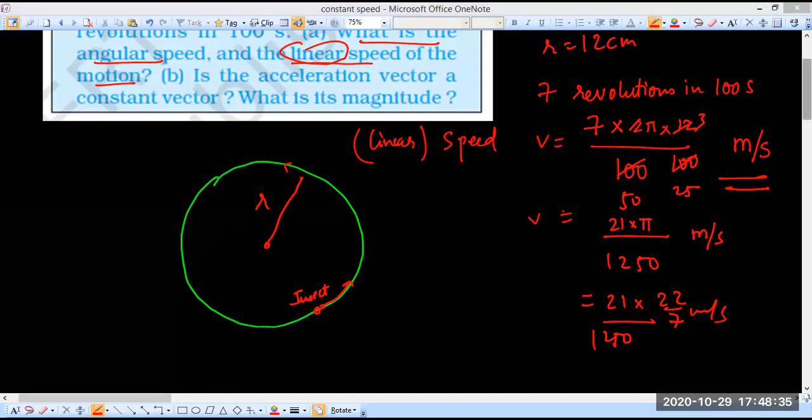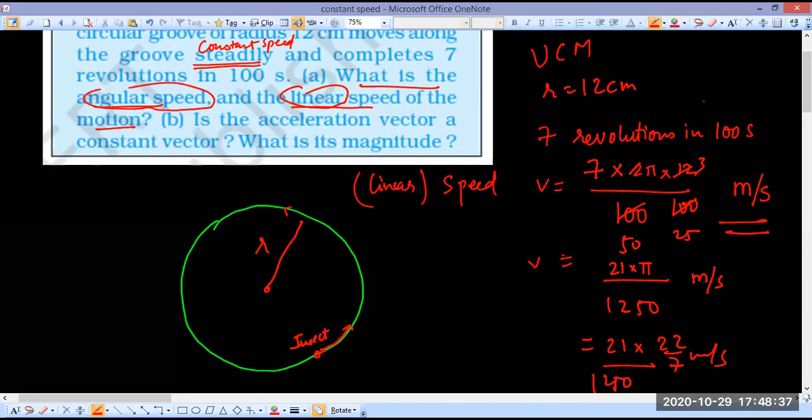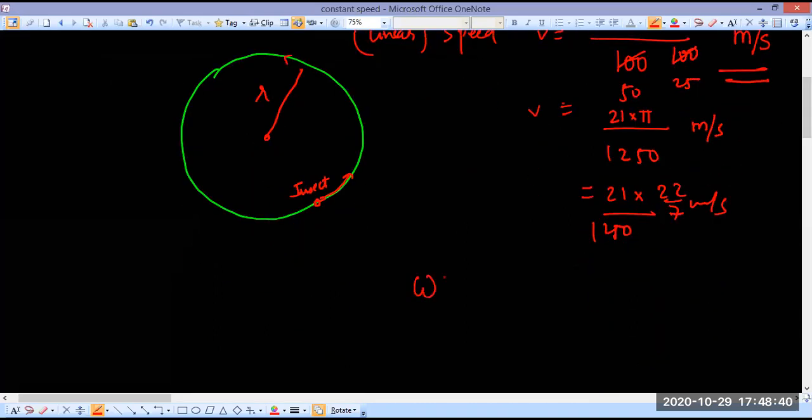So, speed is done. Now, angular speed. Do you remember a very simple formula between omega, angular speed, and v? What is that formula? Come on, people. Simple formula between v and omega. Omega equal to V by R. Right? Omega equal to V by R. So just put that, get the answer. So that would be done.